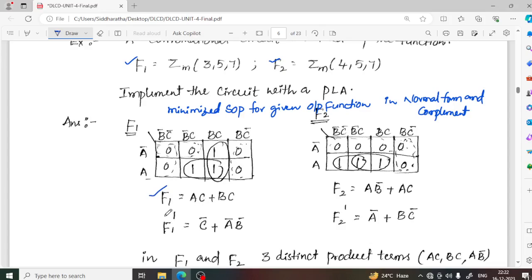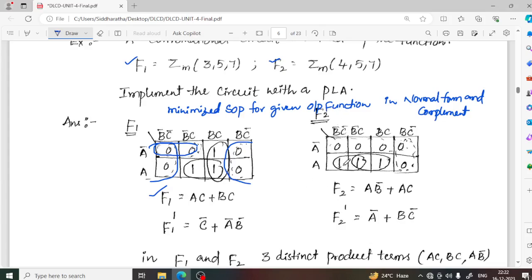Again, find F1 in complemented form, that is F1 bar. To get F1 bar, we have to group the zeros. To cover all 5 zeros, the grouping choice is 1 quad of 4 cells and 1 overlapping pair. For this quad, the common term is C bar. For this pair, the expression is A bar B bar. I think all are familiar with the K-map, right?